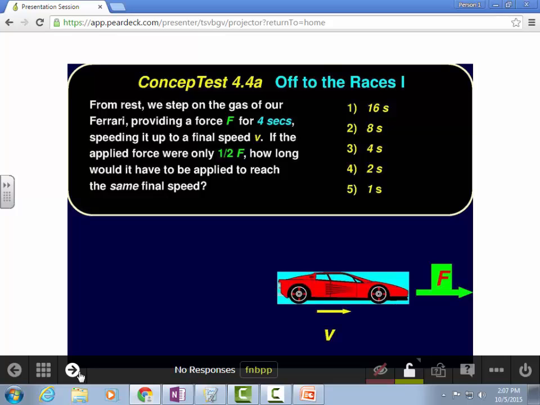All right, now you got to get your hands dirty. From rest, we step on the gas of our Ferrari. Provide a force F for 4 seconds. Speeding it up to a speed V. If the applied force were cut in half, how long would it take to reach the same final speed? Don't overthink it.